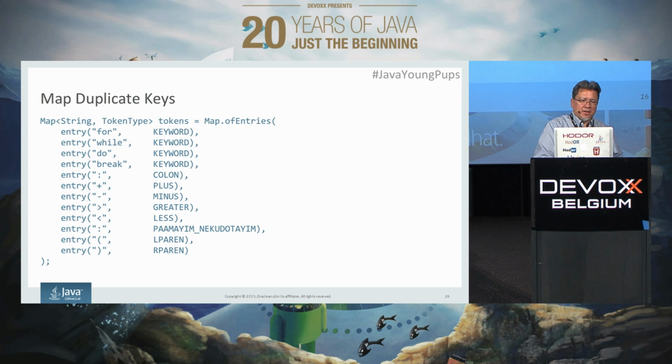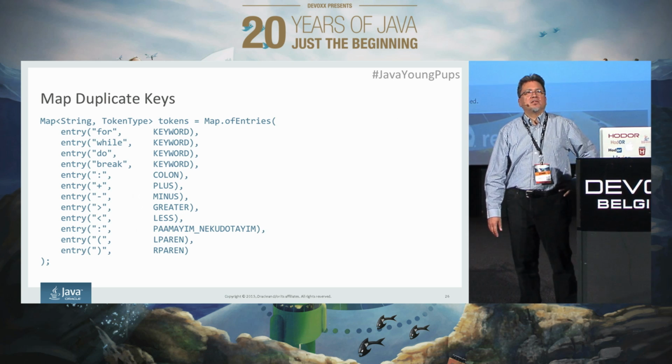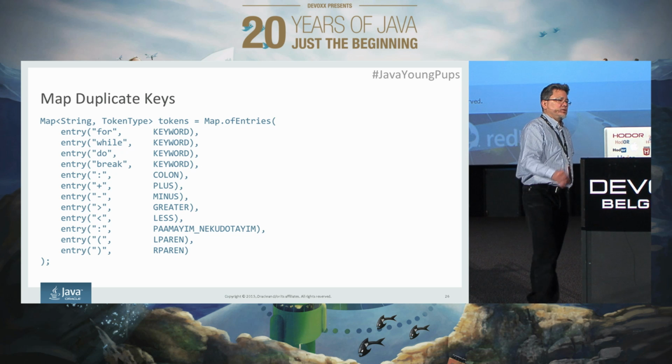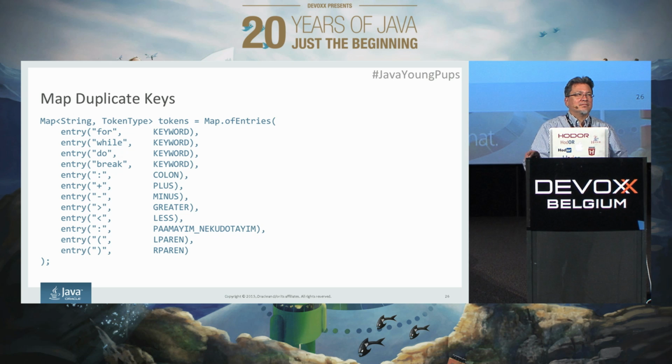All right, so here's an example of that. Here is a slightly modified example, which is almost the same as one in the previous slide, but see if you can detect the duplicate. Yeah, okay, there are a few people that have sharp eyes here. There are two entries that have colon as the key.